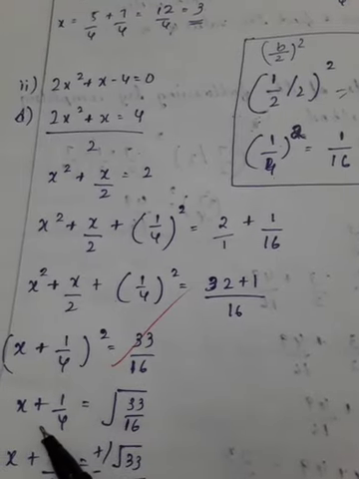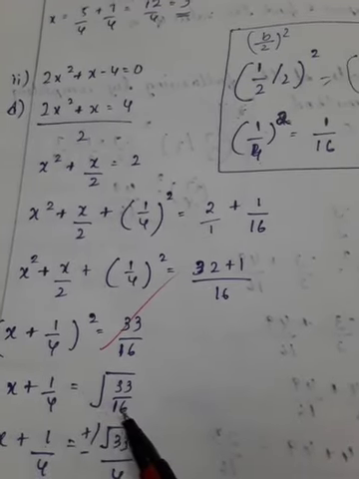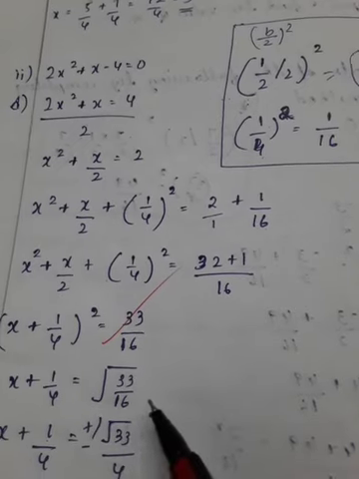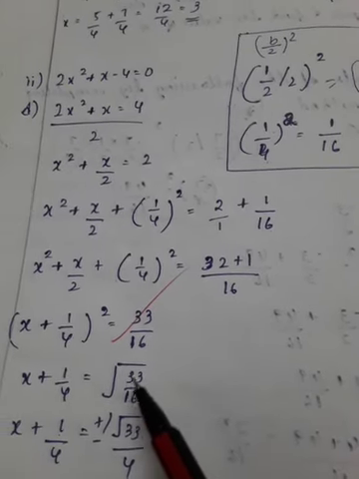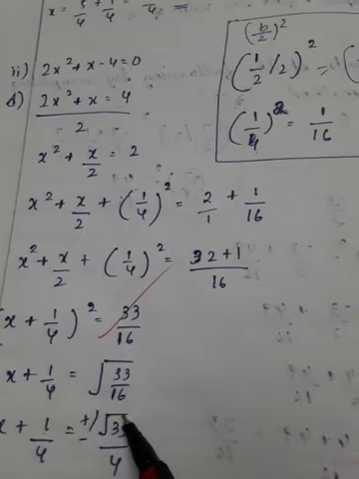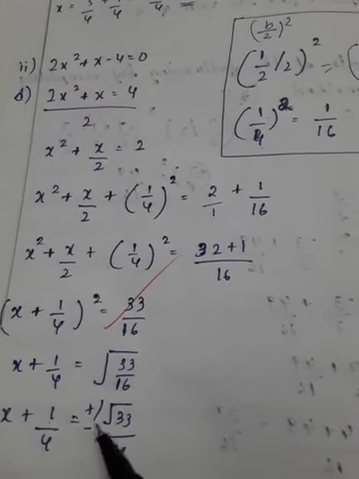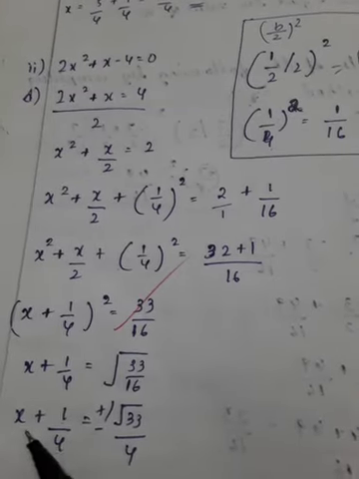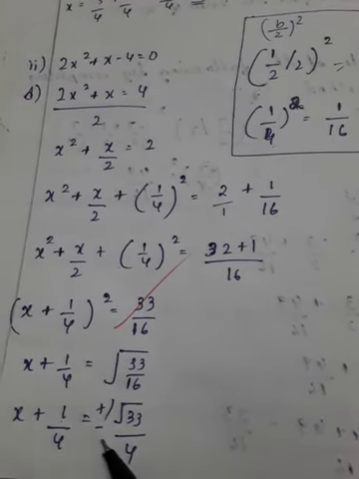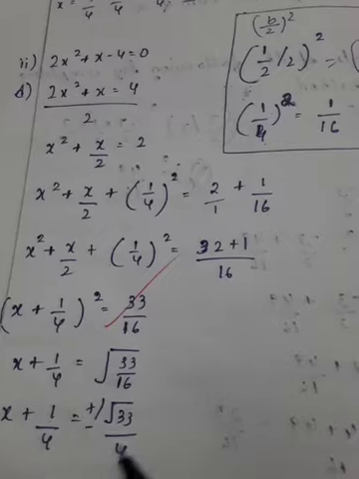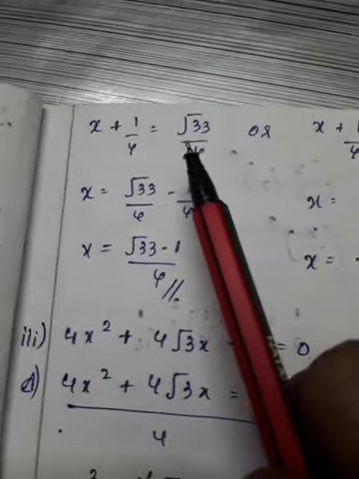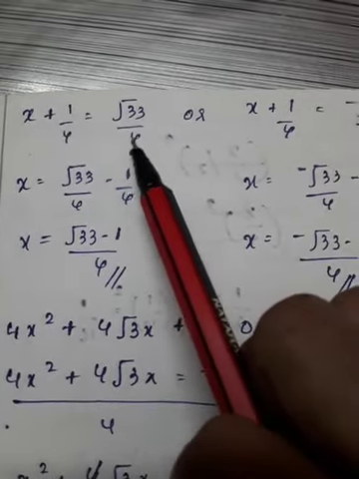So here LHS will be x plus 1 by 4. RHS will be root of 33 by 16. Root of 33 will be root 33 itself. Root 16 will be 4. So we can take it as plus or minus. So x plus 1 by 4 equal plus or minus root 33 by 4. So both values we want to give.